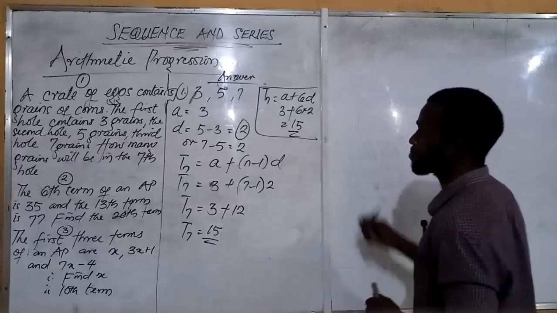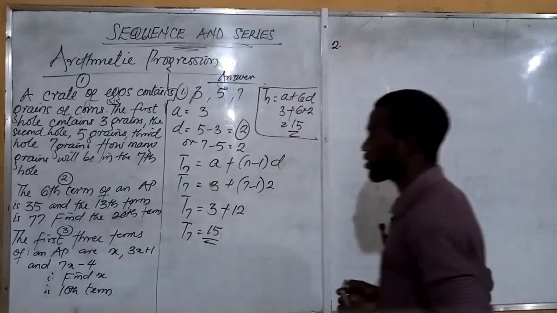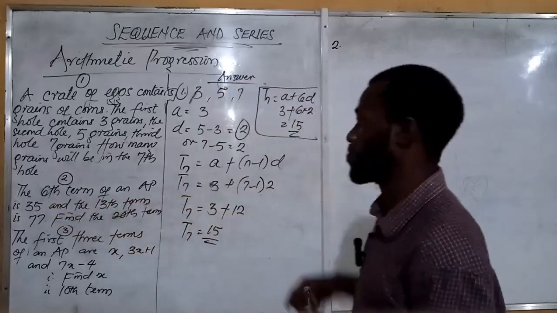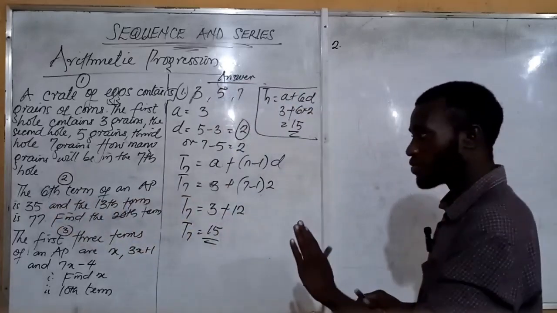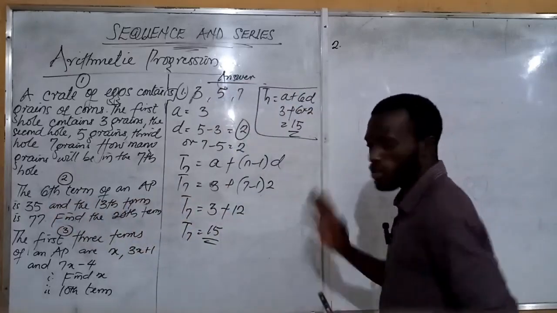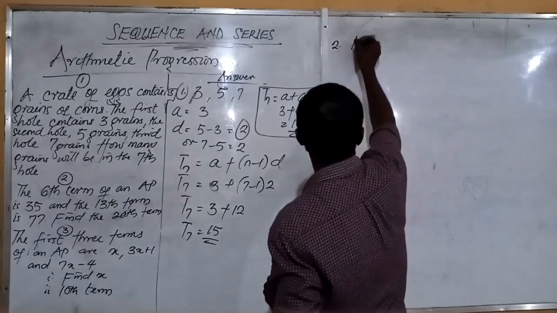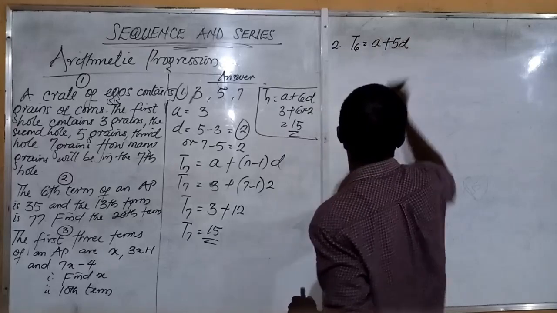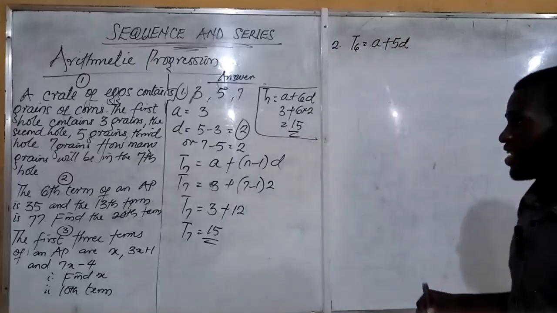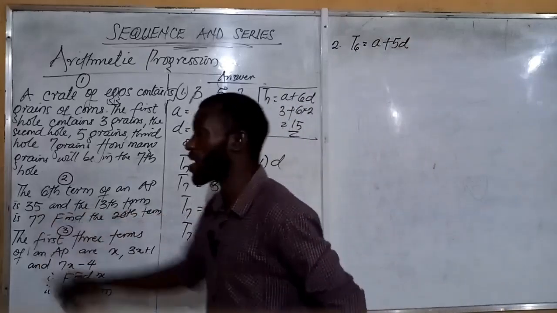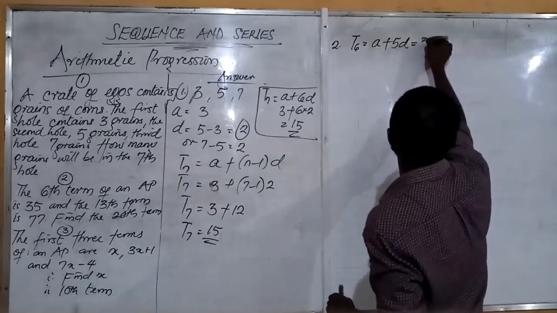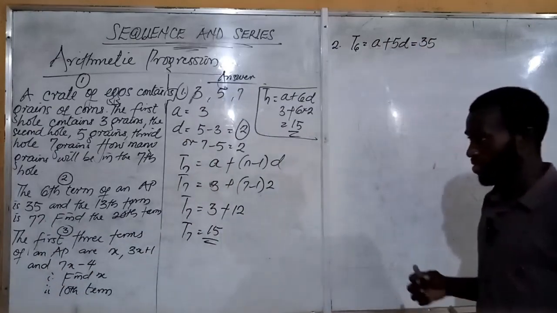All right. Now let's go to number 2. Number 2 says the 6th term of an AP. Now you're going to see the way our terms go. The 6th term of an AP, I don't need to do anything yet. I'll just say T6 is what? A plus 5D. Remember that's T6. Now it's said to be 35. So T6 is 35, so I can equate everything to 35. Is that okay?